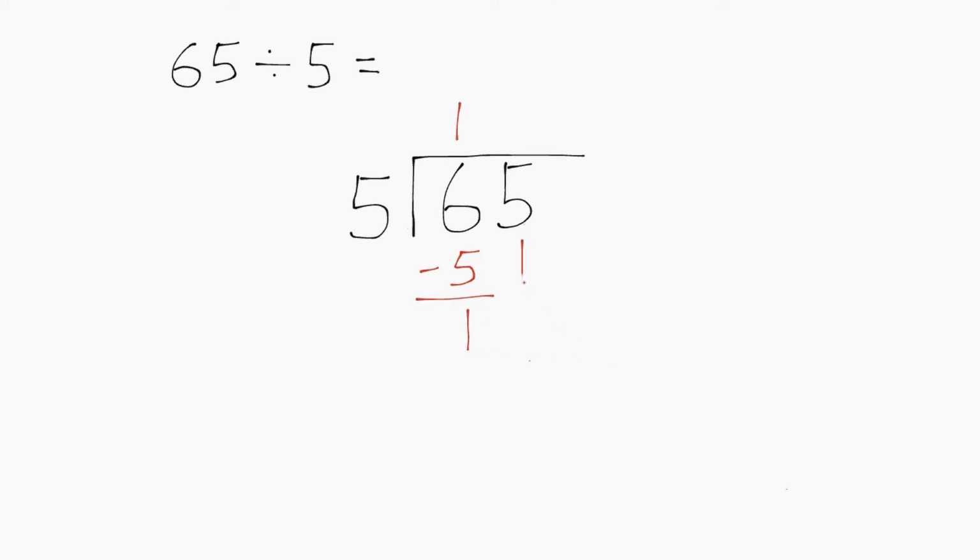The next step is to drag the next digit of the dividend down, right next to the 1, and you check if 5 can go into 15 again. And in this case, it can go into 15 3 times. 5 times 3 will equal 15, so you subtract 15 minus 15, and you'll get 0. Since there are no digits remaining, the answer will be 13.